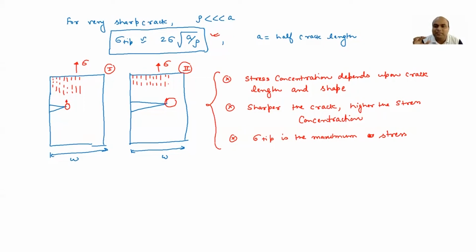What is the minimum curvature you can observe? If you see the bonding, the minimum curvature will be in the order of R0, the distance between the 2 atoms. So if I explain it, I am trying to say that if rho tends to 0, sigma tip tends to infinite. For an infinitely sharp crack, sigma tip is going to be very, very high, and that is what I've been saying, that it can go to the theoretical strength and then it can lead to fracture.